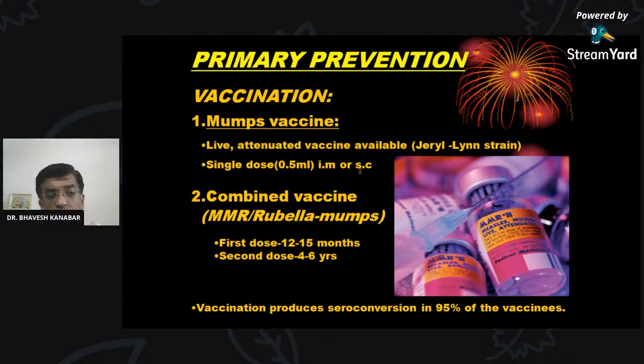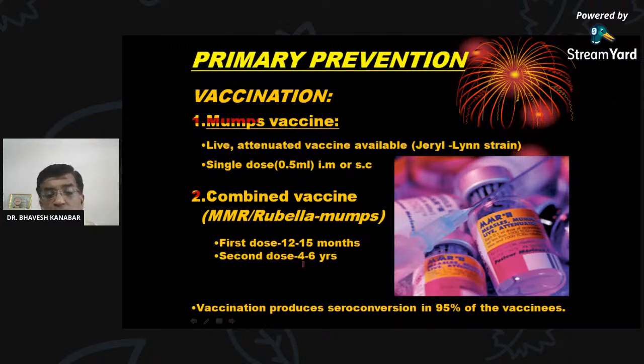Usually we are not giving isolated mumps vaccine. We are giving the combined vaccine, the MMR vaccine, measles, mumps, rubella vaccine. The first dose is around 12 to 15 months, around 15 months of age, and the second dose is around 4 to 6 years of age.